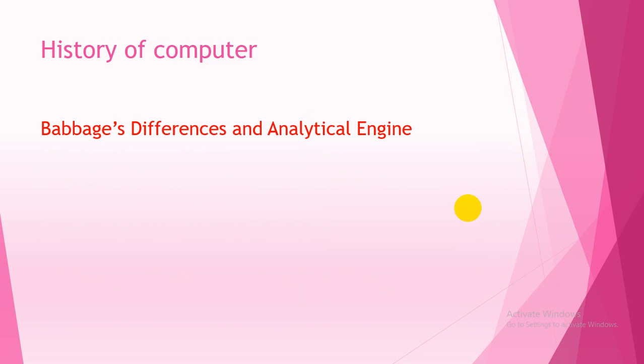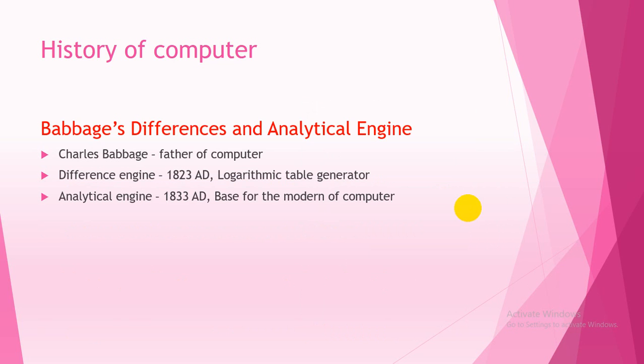And next comes Babbage's difference and analytical engine. You know, Charles Babbage is the father of computer, and he invented the difference engine in 1823 AD. It was the first mechanical calculator that could generate mathematical tables such as logarithmic tables. Babbage devised a machine called the analytical engine in 1833 AD. Even though these devices could not be produced, the concept of the design provided the base for the design of modern computers. Hence, we regard Charles Babbage as the father of computer science.